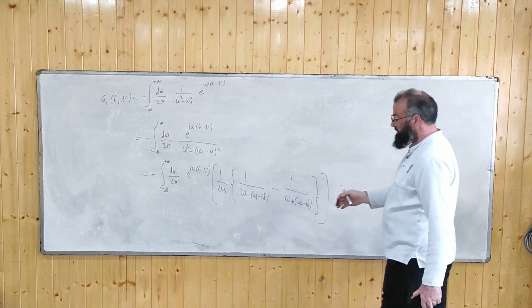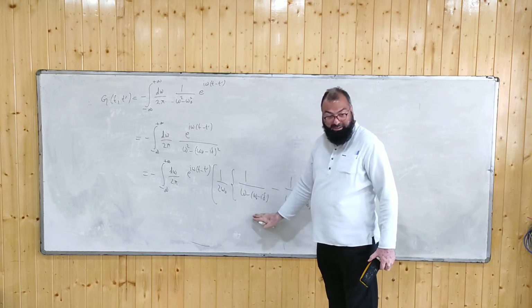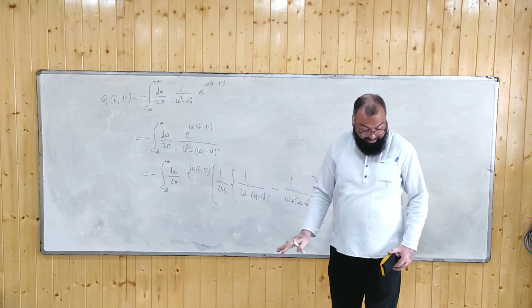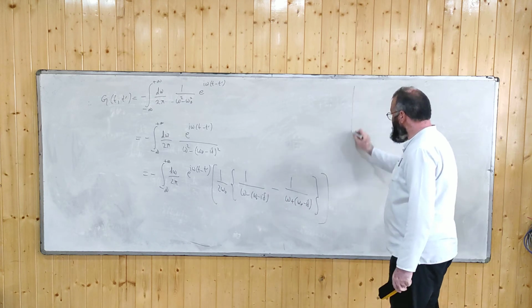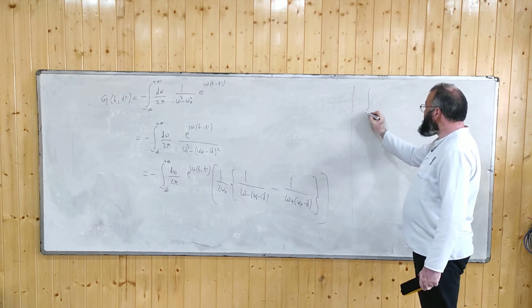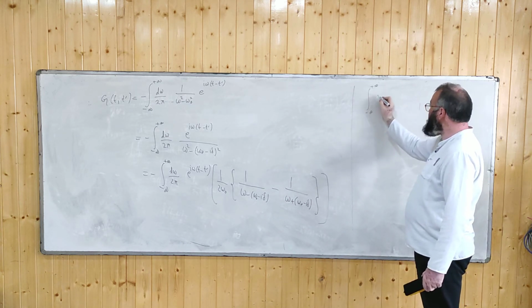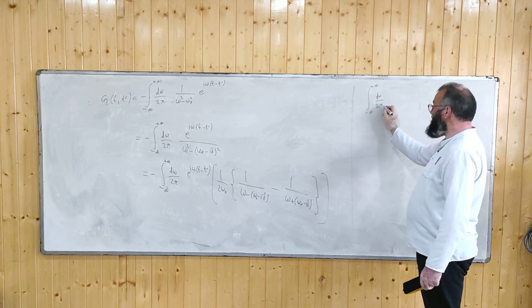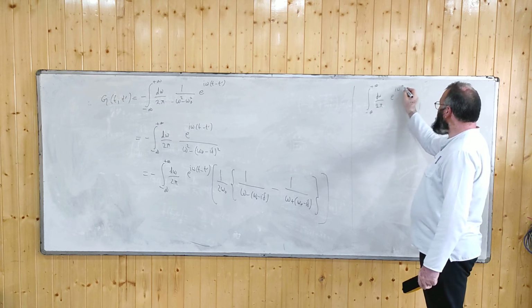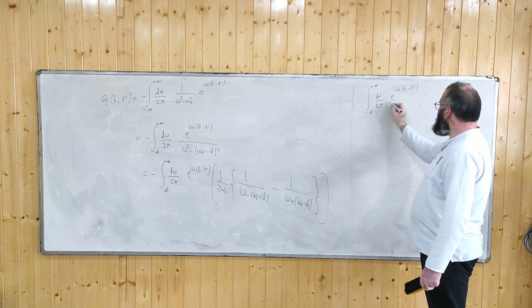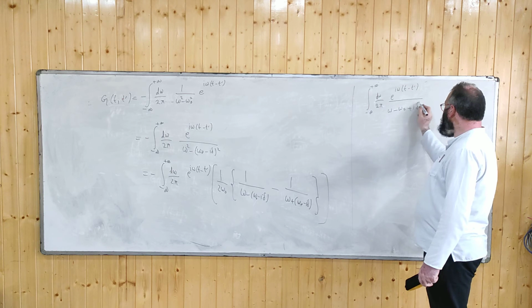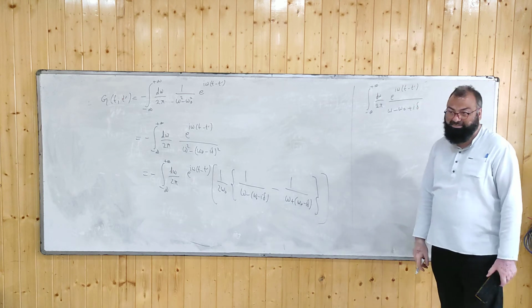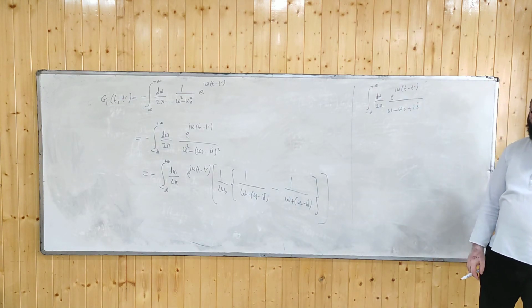So now let's take the first factor. So you have the first factor as the integral from minus infinity to plus infinity d omega by 2 pi, e raised to the power i omega (t minus t prime), divided by omega minus omega naught plus i delta. Clear? So that is the first factor.